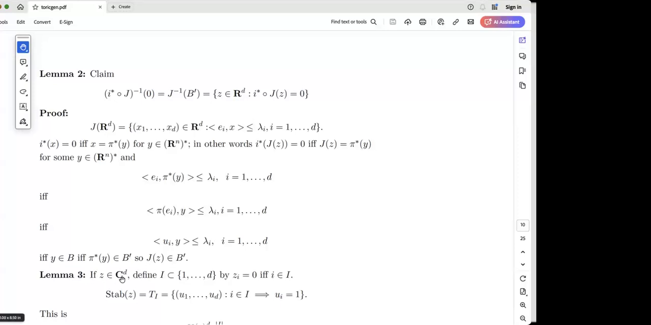We also want to see that for z in C^d, let's define I as a subset of the integers from 1 to d, so that z_i is equal to 0 if and only if i is in capital I. So this is the zero index set. So the stabilizer of z is T_I, which is the set of points where the u_i's are equal to the identity.